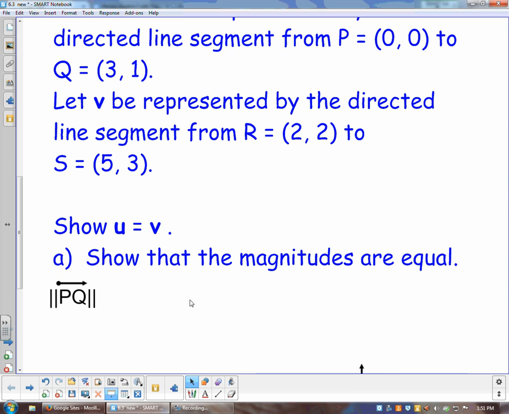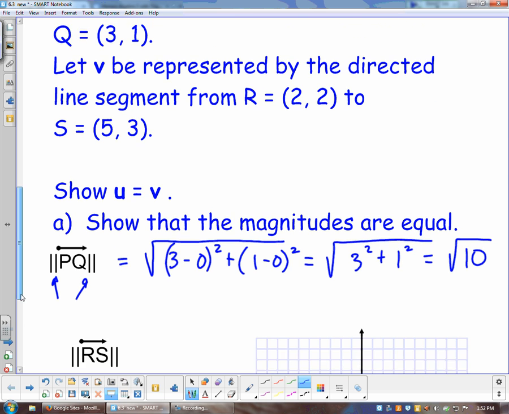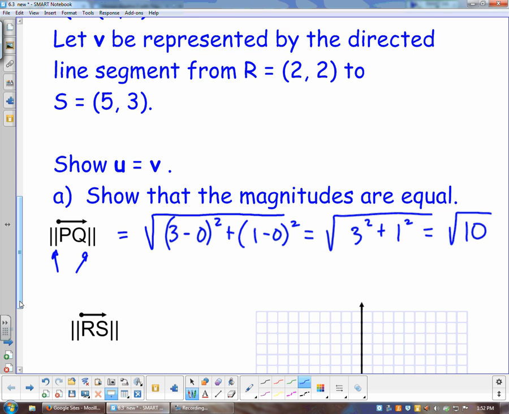So for vector PQ, to find the magnitude, remember these vertical bars mean the magnitude. That means we need to find the distance from point P to point Q. We always want to take terminal minus initial, so the difference in my x coordinates, 3 minus 0, squared, plus 1 minus 0, squared. When we do that, we end up getting 3 squared plus 1 squared, and that's going to give us square root of 10.